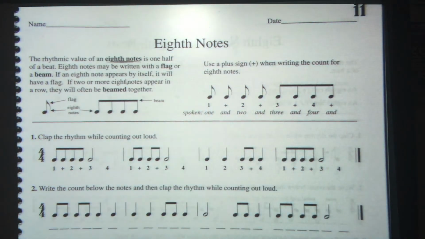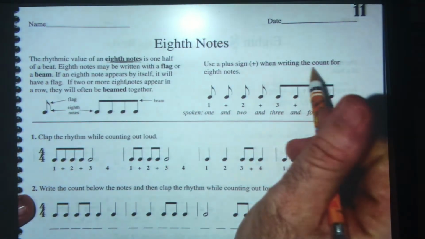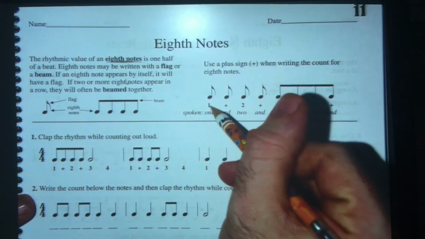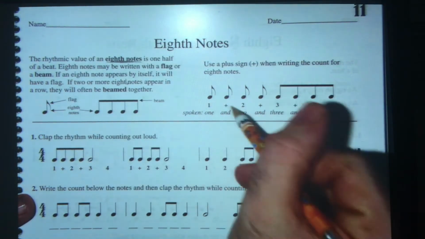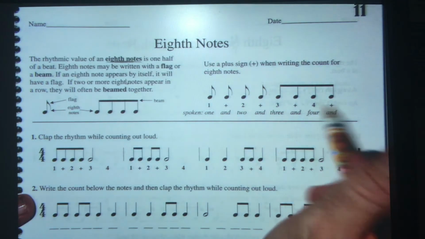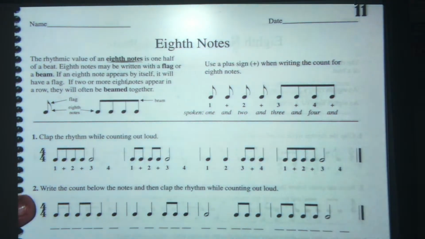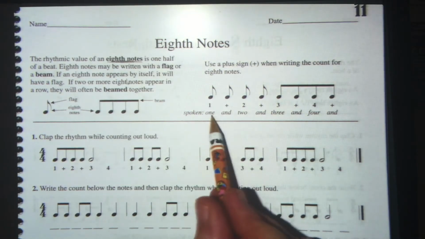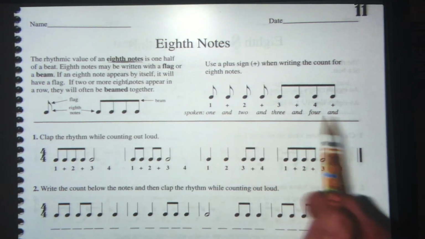To write in our numbers, we're going to use a plus sign when writing the count for eighth notes. And it doesn't matter if it has a flag or if it's beamed. We would do it that way: 1 and 2 and 3 and 4 and. And of course the time signature here would be 4/4 time. So we would actually say 1 and 2 and 3 and 4 and.